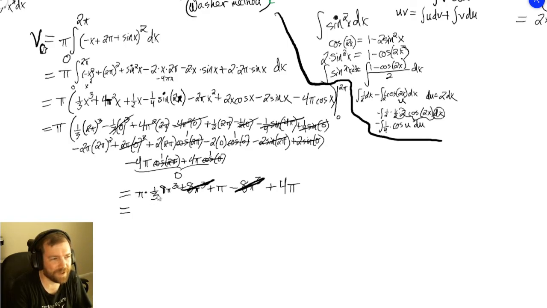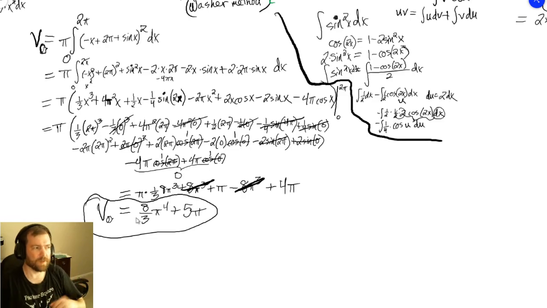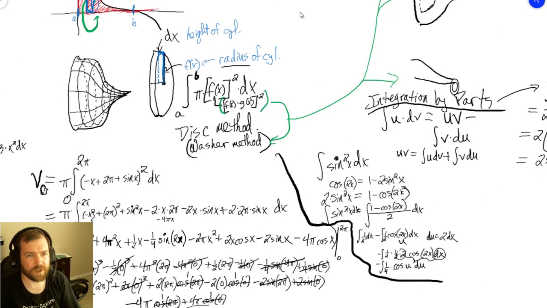Anyway, yeah, we got, okay. So here we got 8/3 and pi to the 4th. And then here we got plus pi plus 4 pi is going to be plus 5 pi. So the volume of that like Hershey Kiss sort of shape there is that thing, which is pretty nasty. Yeah, so this is Calc 2 stuff generally.